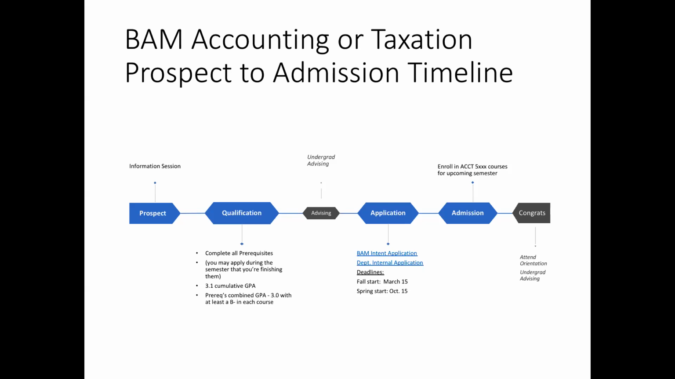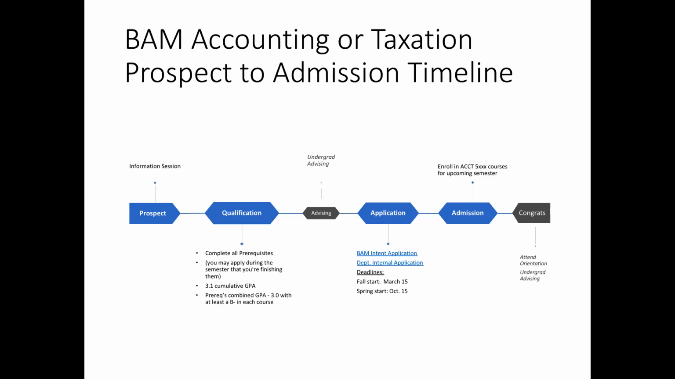Okay, so you're either going to apply in the fall or the spring. And if you're going to finish these classes in the summer, you would apply in the spring. If you're going to finish them in the fall, you'd apply in the fall. And if you're going to finish them in the spring, you would apply that spring. Okay, not only do you need to be finishing those up, you need to have a 3.1 GPA cumulatively, and you need to have a prereq GPA of 3.0 in those 4 classes with at least a B- in each of them.